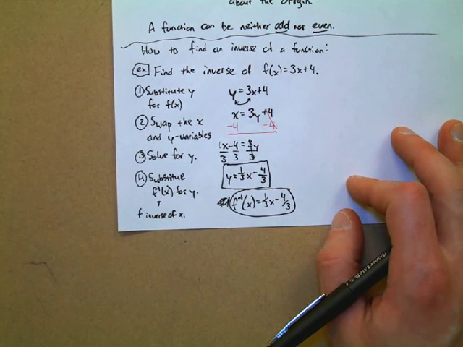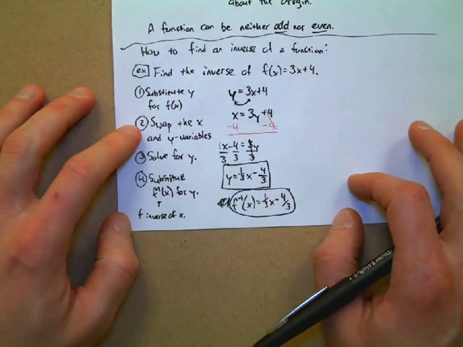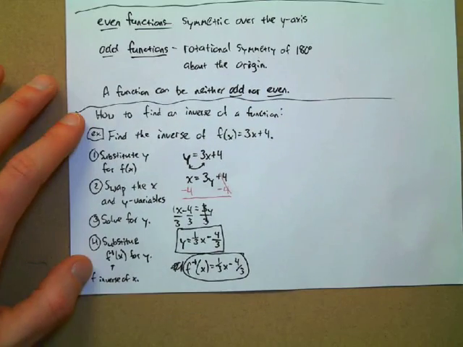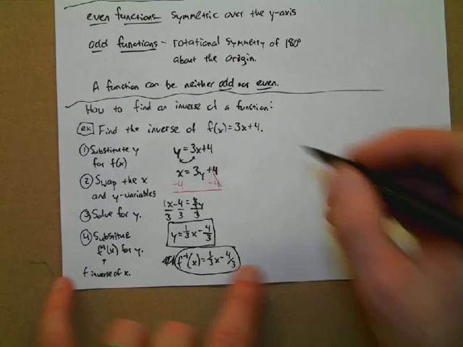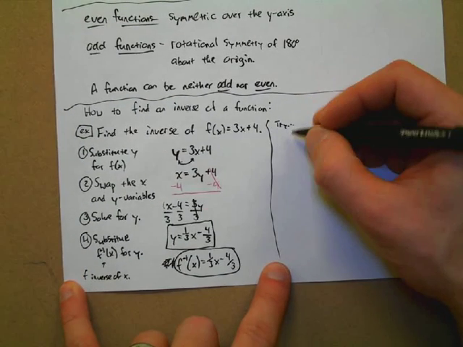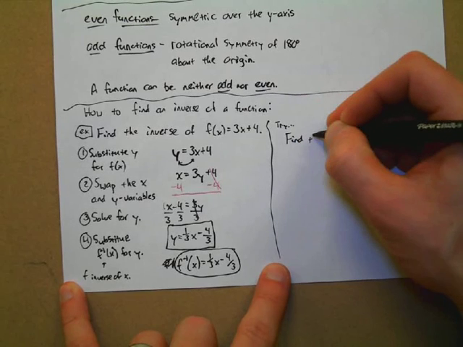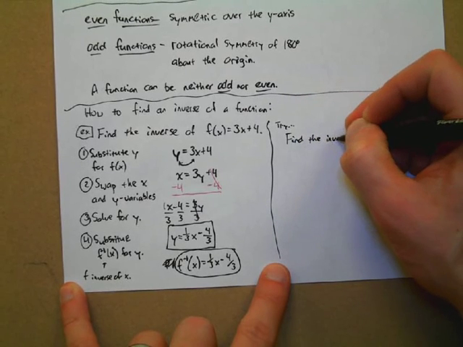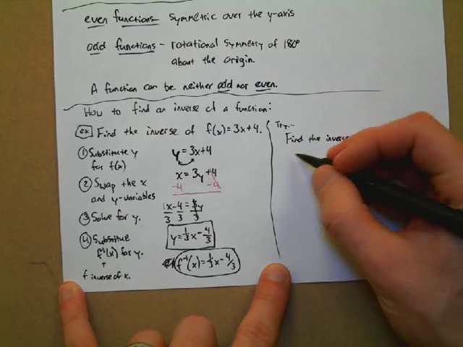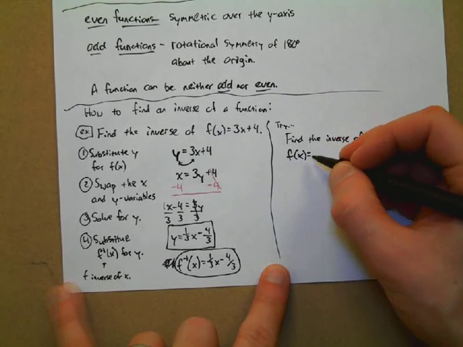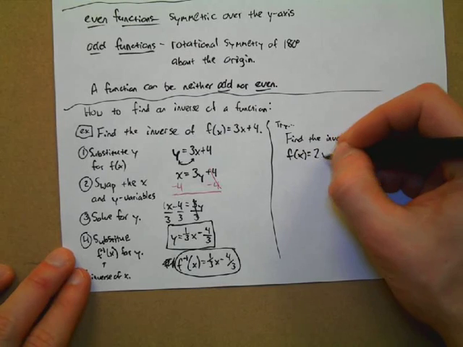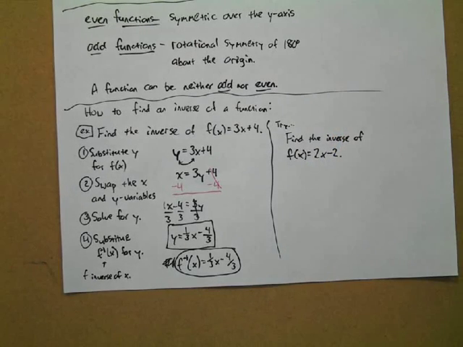So same steps here. Substitute y for f of x, swap the x and y variables, solve it back for y, substitute f inverse for y, and that'll give you, so 4 steps there. All the same 4 steps we did. And I'll come around and help as necessary. So give it a try. Find that inverse.